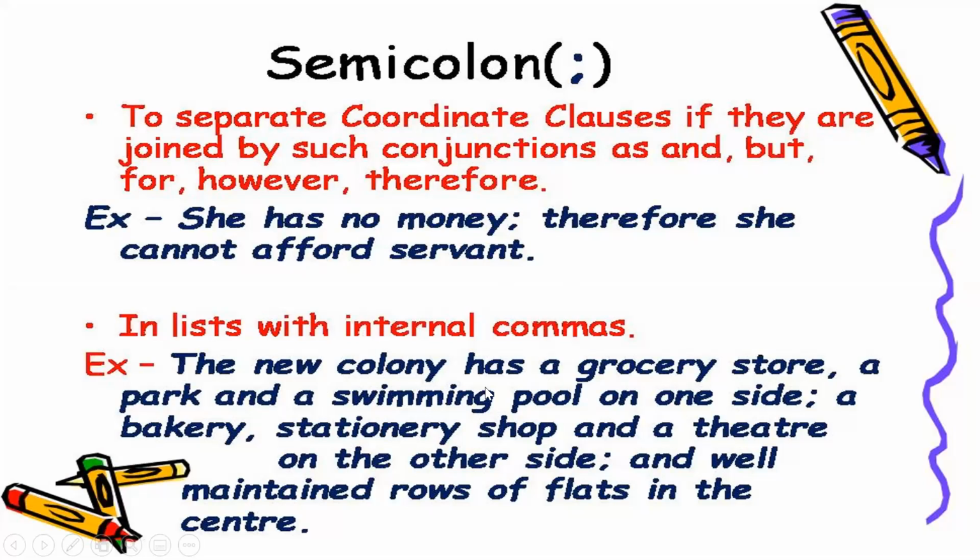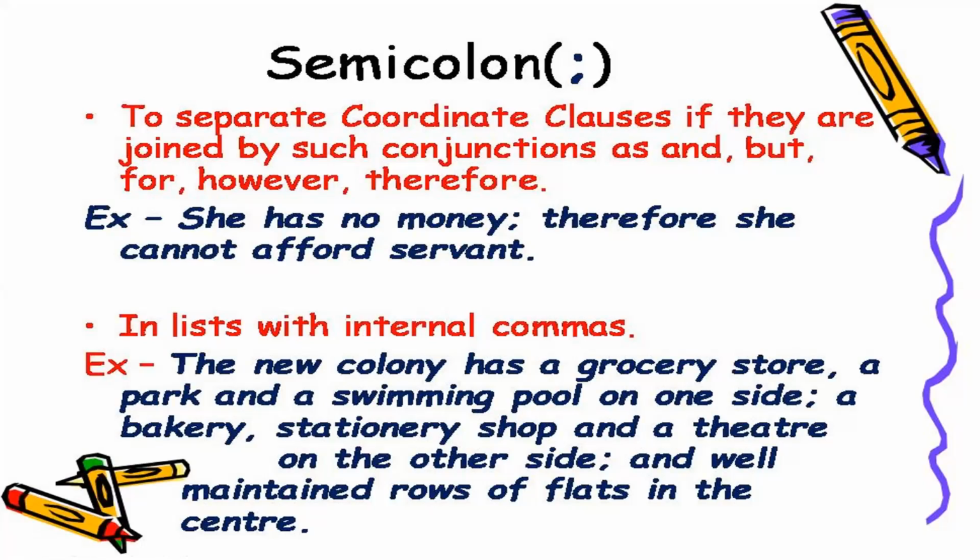The new colony has a grocery store, a park and a swimming pool on one side. We are talking about the new colony, so "on one side" is very important here. On one side of the new colony, we have a grocery store, a park and a swimming pool. These are shorter pauses, separated with commas. Then we have put a semicolon because we have not finished our sentence yet.